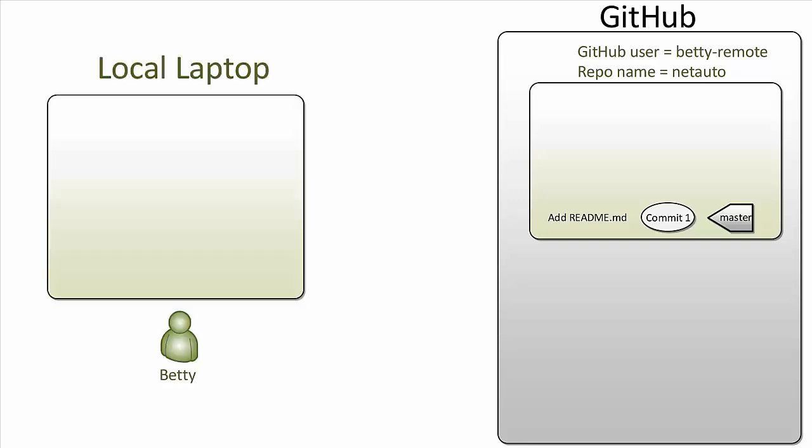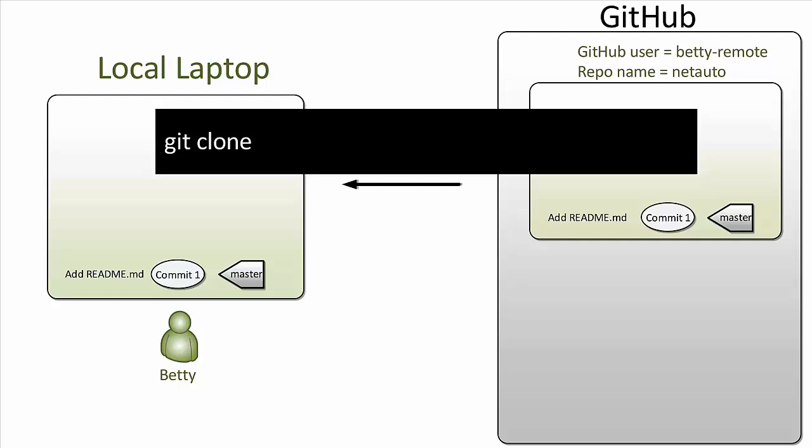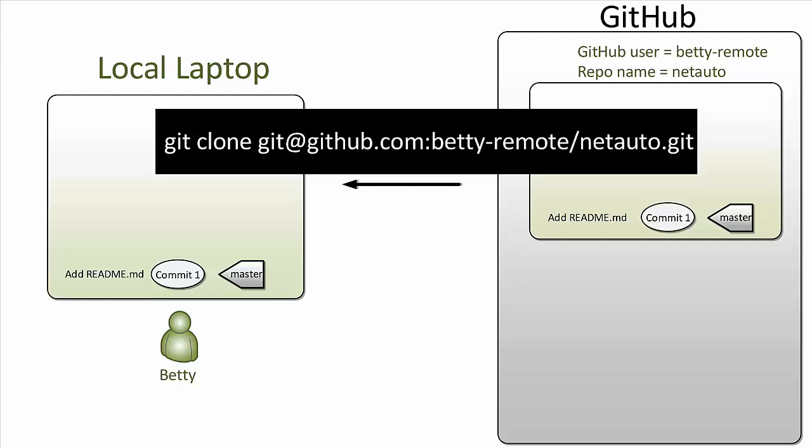Next, we will work on a local system like our laptop. We want to use our new repo from GitHub, but we want to do it locally. To do this, we will download a copy of the repo. The git clone command will retrieve the project. We will type git clone followed by the location of our new repo. Our project will be from GitHub under the account Betty-remote and named netauto.